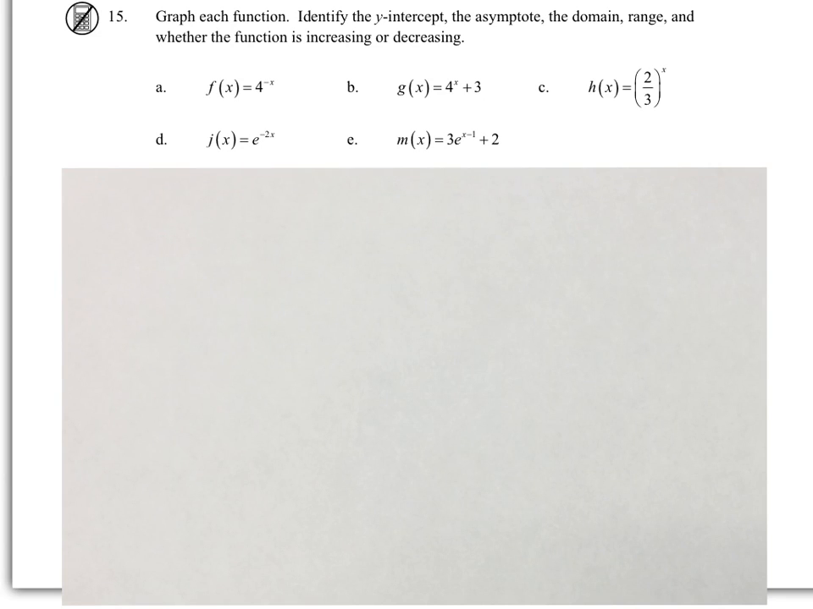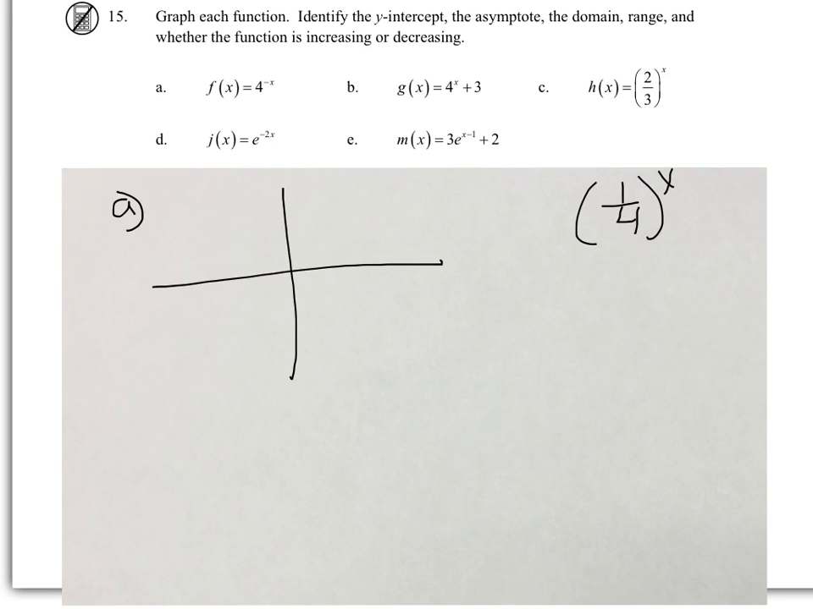Okay, so for the graphs for 15, we'll start with A. And 4 to the negative x, I'm going to rewrite that as 1/4 to the x so that I have a positive exponent. So the asymptote is at y equals 0. And a key point, if we plug in 0, we're going to get 1. And then because it's 1/4, that's exponential decay.